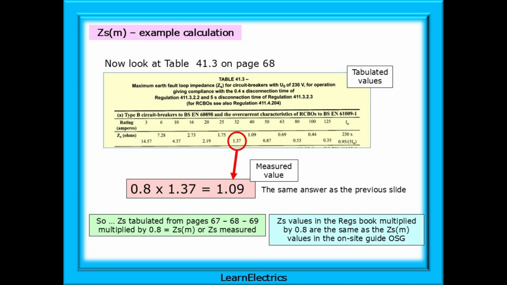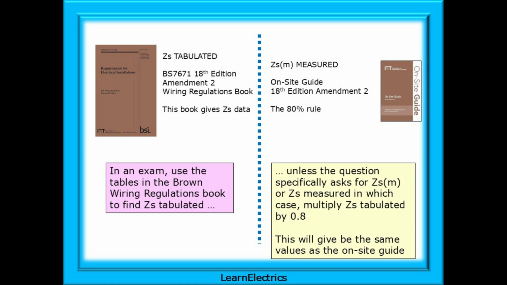ZS values in the regs book multiplied by 0.8 are the same as the ZSM values in the on-site guide, or OSG. Just to be certain on that, in an exam, use the tables in the Brown wiring regulations book to find ZS tabulated, unless the question specifically asks for ZS measured, in which case multiply ZS tabulated by 0.8. This will give the same values as the on-site guide.